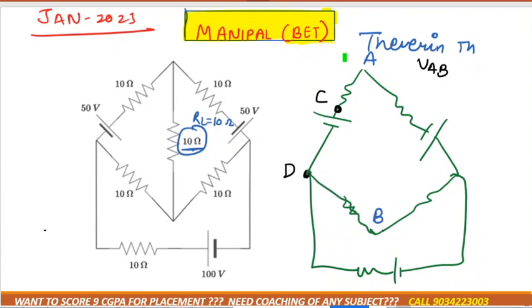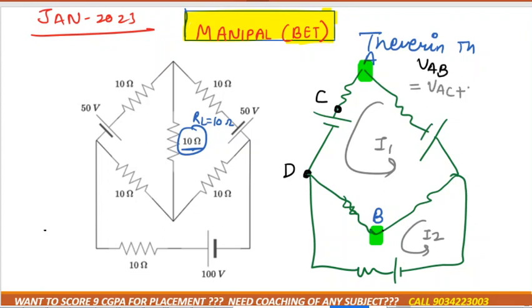Now just imagine that you are standing at position A and you have to move towards B, right? Choose a path. So the current is like this, I1, and here the current is like this, I2. So VAB is VAC plus V plus V. Correct? VAC is how much? I1 into R1, which is 10, plus the volt that we have already been given.